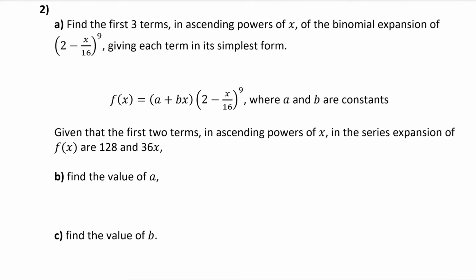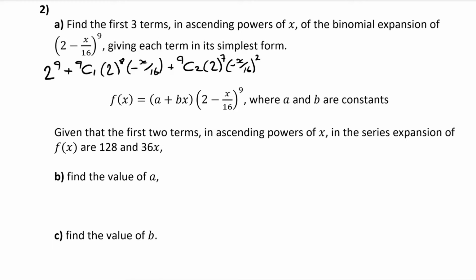Part A asks us, find the first three terms in ascending powers of x of the binomial expansion of (2 minus x over 16) to the power of 9, giving each term in its simplest form. So again, using the binomial equation, we're going to expand this: 2 to the power of 9 plus 9c1 times 2 to the 8 times minus x over 16 plus 9c2 times 2 to the 7 times (minus x over 16) squared. We can go on, but again, they're asking us to find the first three terms.